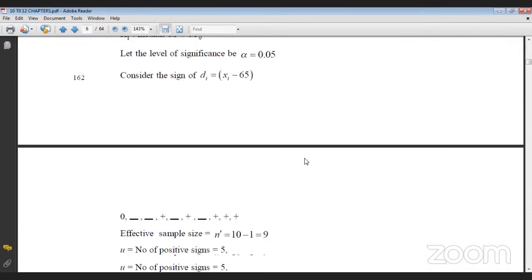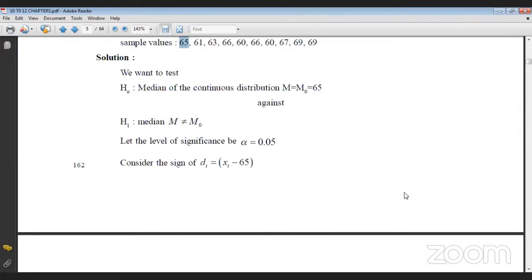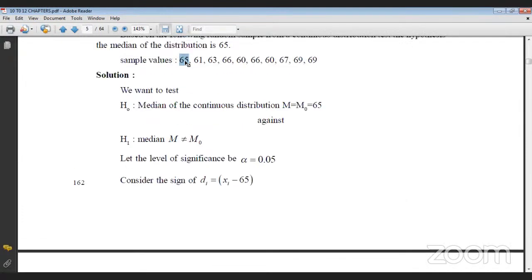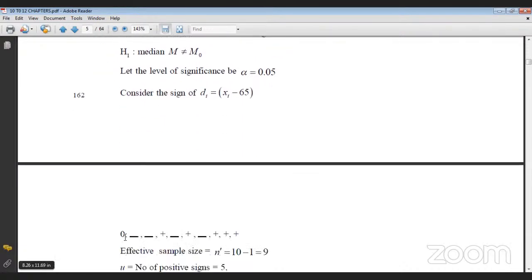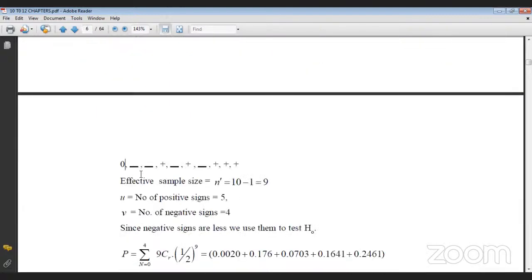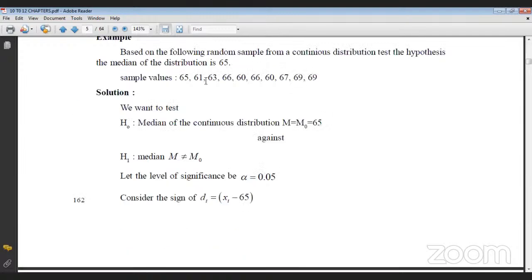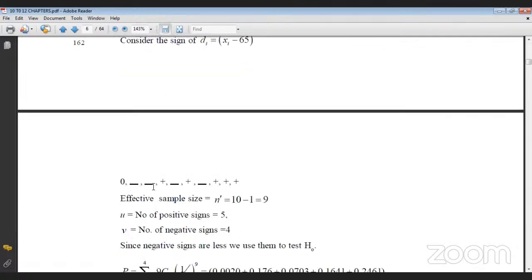Look carefully, this is xi minus 65. What is the first value? 65, sir. This needs to be understood, so please take a note. 60 minus 65 is minus 5, 65 minus 65 is 0, 61 minus 65 is minus 4. Don't write the value. It is only a sign test, so we write symbols. 63 minus 65 is minus 2.